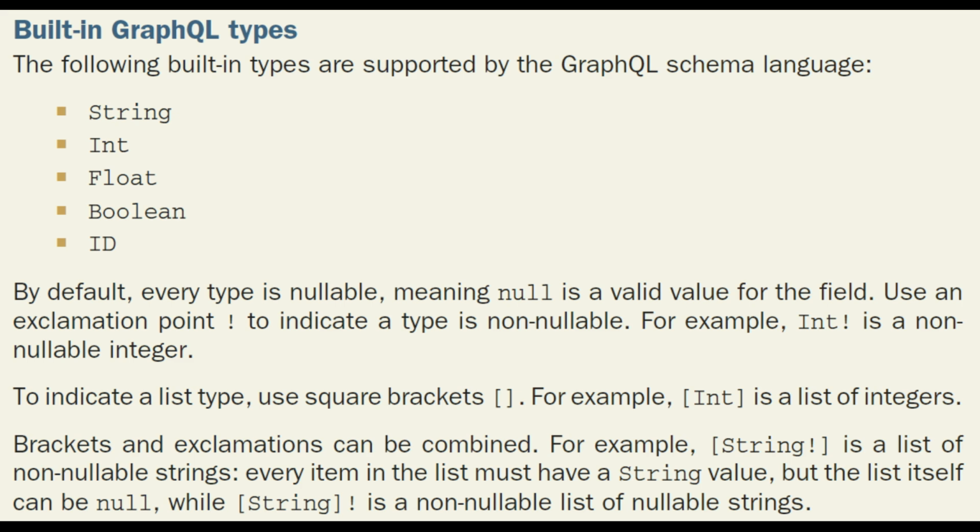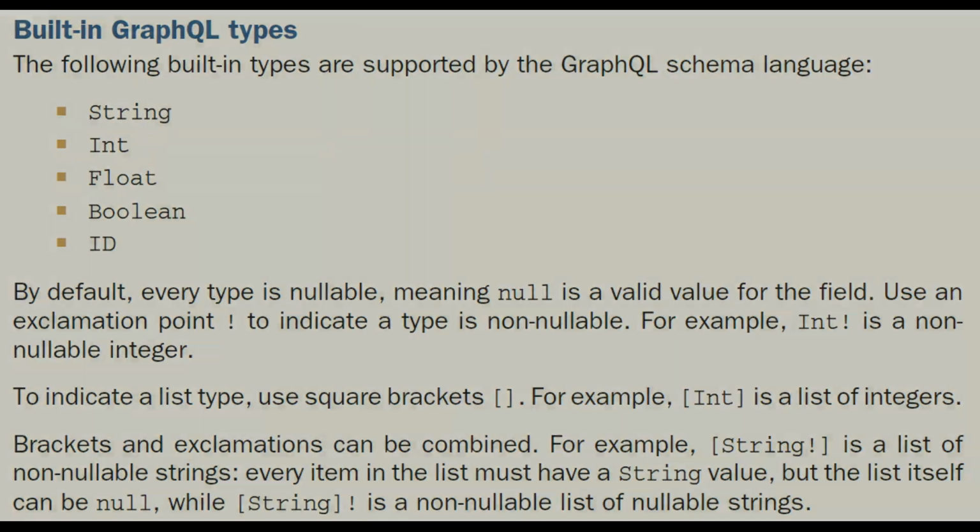To indicate a list type, use square brackets. For example, open square bracket Int close square bracket is a list of integers. Brackets and exclamations can be combined. For example, open square bracket String exclamation point close square bracket is a list of non-nullable strings. Every item in the list must have a string value, but the list itself can be null, while open square bracket String close square bracket exclamation point is a non-nullable list of nullable strings.